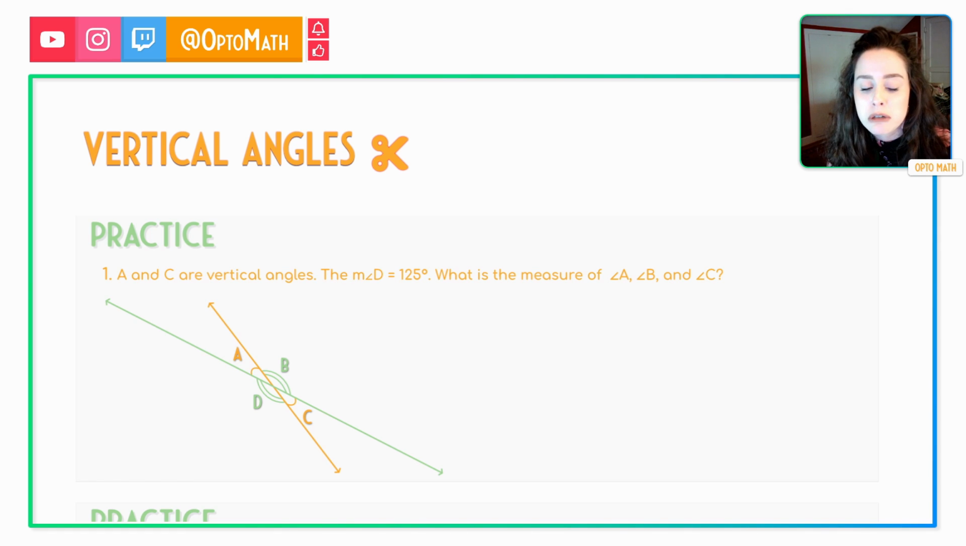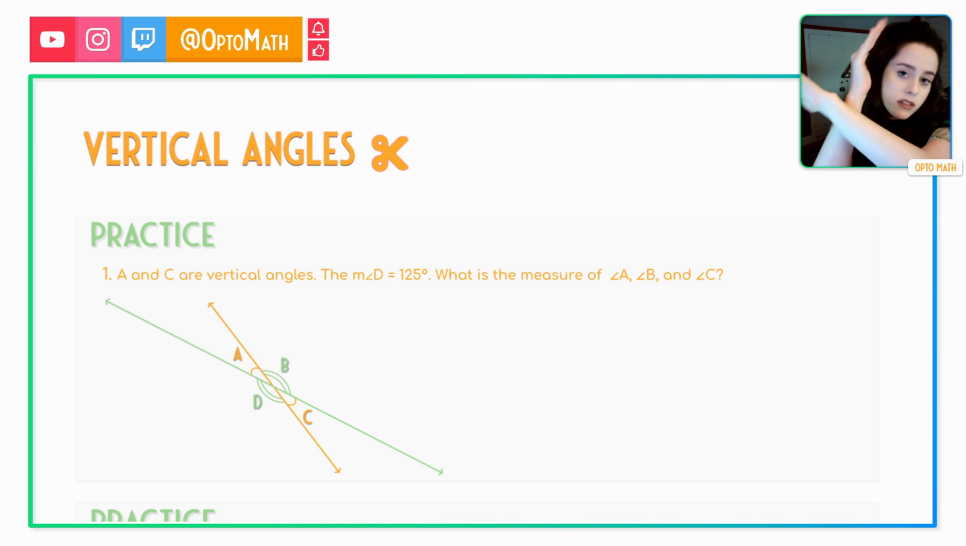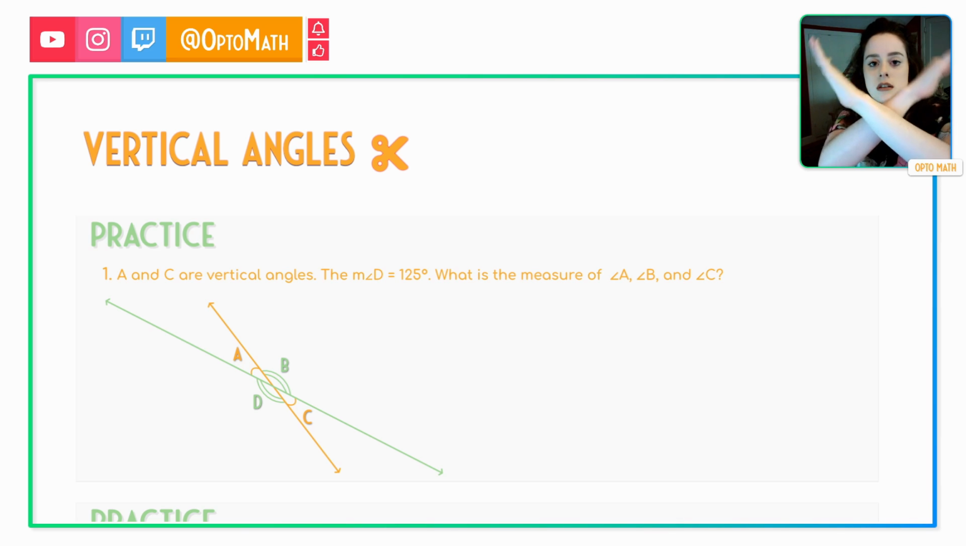Remember we've talked about vertical angles in our notes video. Today we're going to do some practice. Remember that vertical angles are angles that are opposite each other, these or these, in intersecting lines. So lines that cross each other. So let's take a look at number 1.